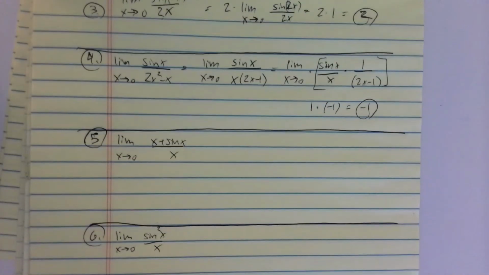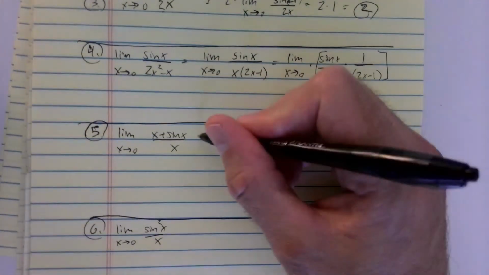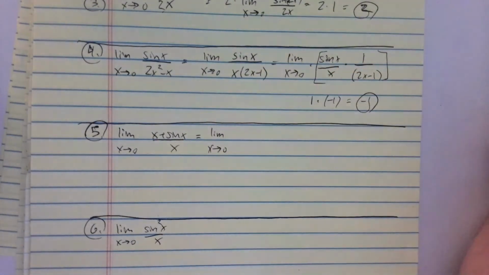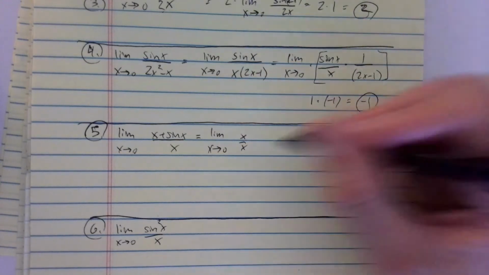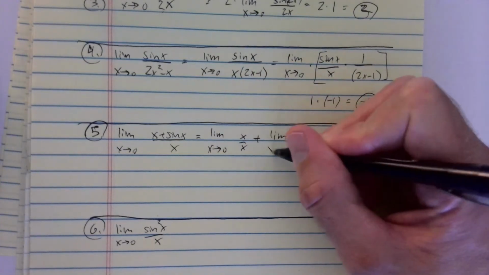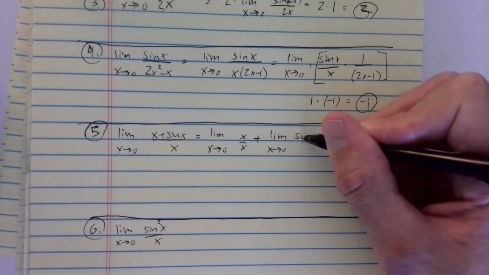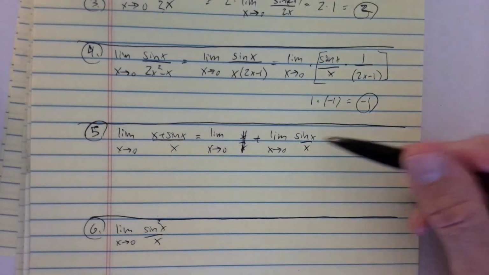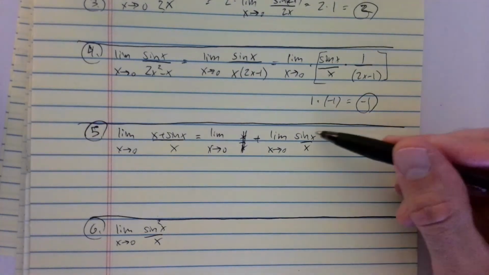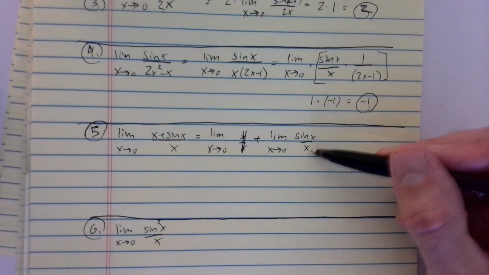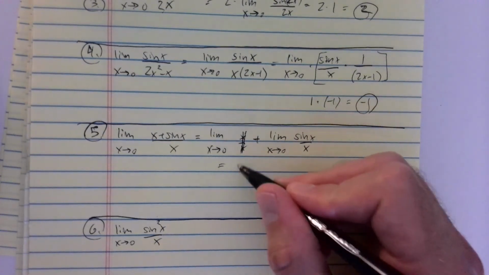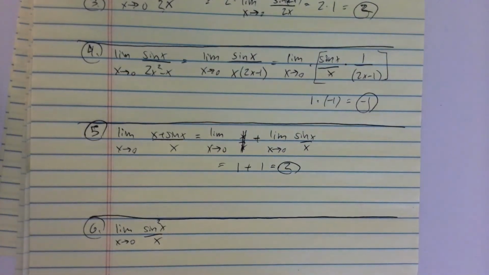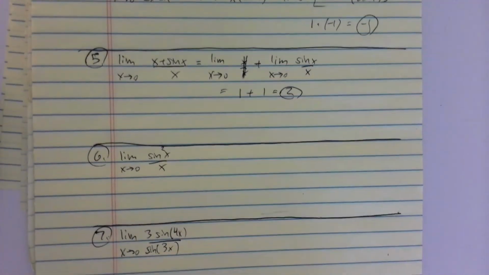Number 5 is another fraction. We just want to split that into 2 pieces that are adding. So that'll be limit as x goes to 0 of x over x plus limit as x goes to 0 of sine x over x. Anything over itself is a 1, except 0. We don't do 0 over 0. Limit of sine x over x going to 0 is a 1. So that'll be 1 plus another 1. So you get 2.